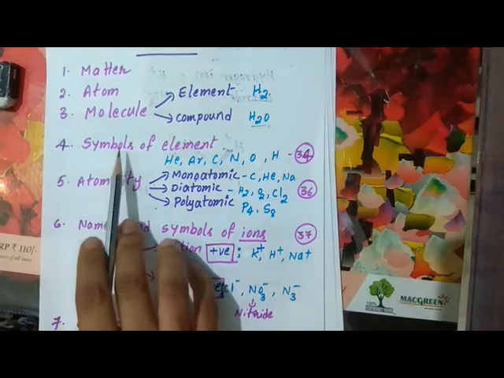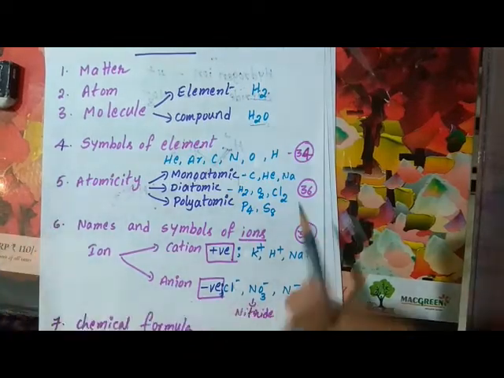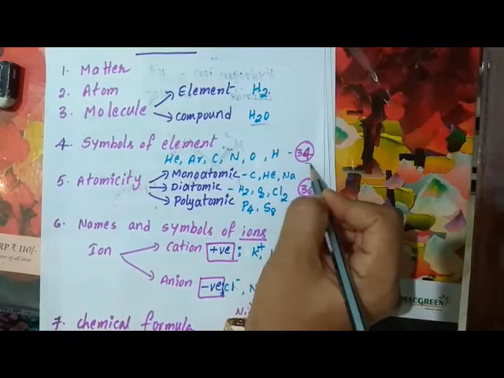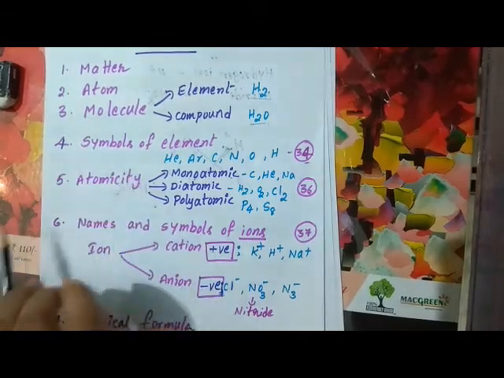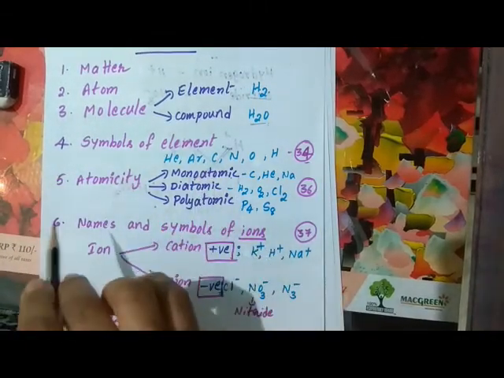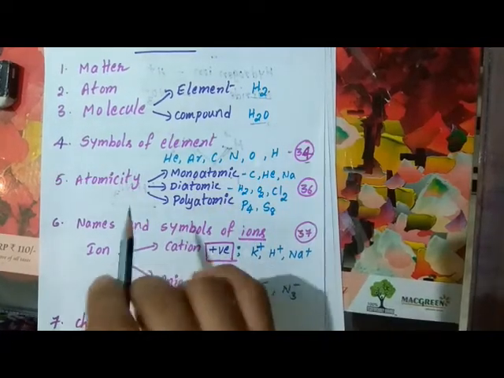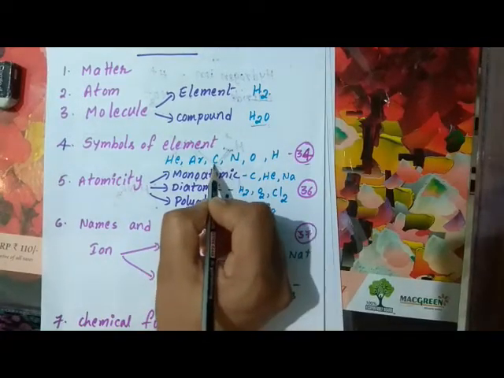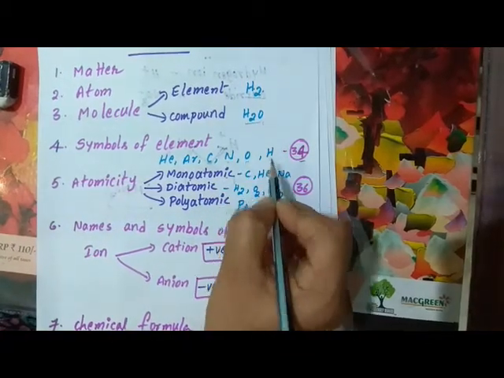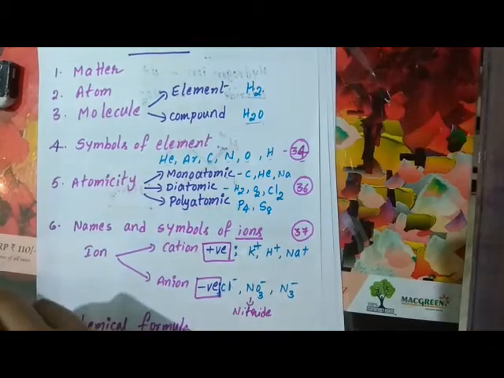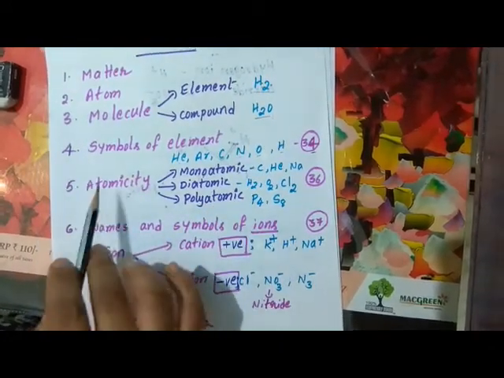Next one is the symbols of elements. In your 9th standard textbook, page number 34, there is a table. Must and should please go through that. There they have given different names of different types of elements and their symbols also. Every time it is very tough to write the name completely, carbon, C-A-R-B-O-N. So simply by using one symbol, we write C, nitrogen for N, oxygen for O, hydrogen for H, helium, argon, like this.